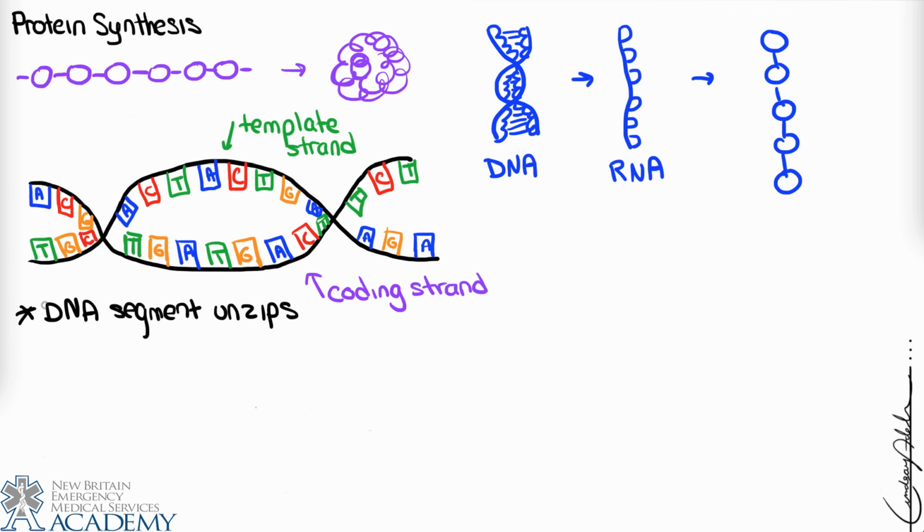Our DNA segment is going to unzip. We're going to open up the DNA and find the recipe that we're looking for. And as we do, we'll be able to make a copy of just that recipe. There are different types of RNA, and the first one we're going to consider is mRNA, or messenger RNA. Messenger RNA is the physical copy of the recipe that we're looking for.